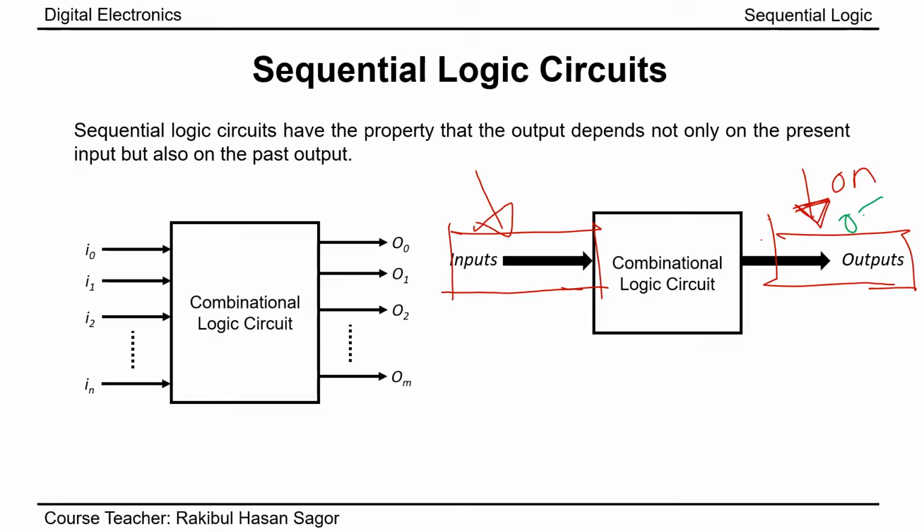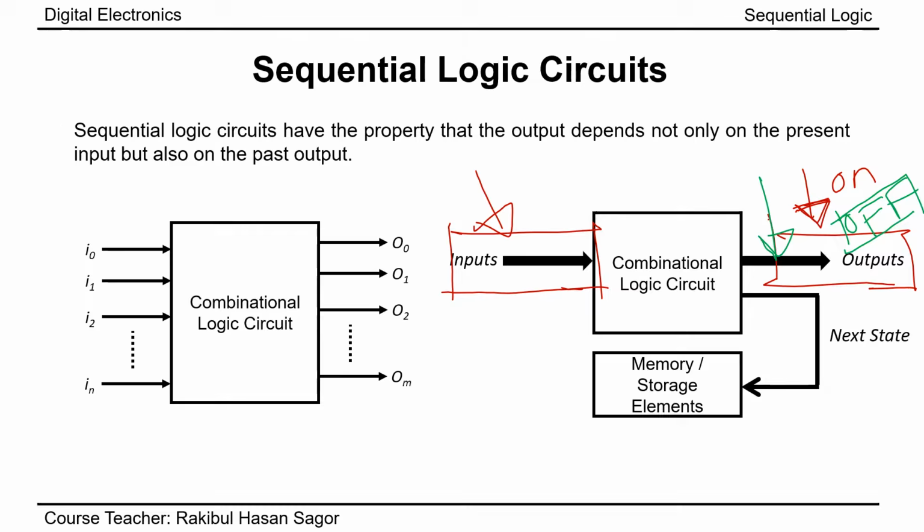But if the present condition of this light is off, pressing the same switch will make the light on. So to know the present condition of this circuit, we need to have a feedback from this output side, from this output panel. That's why a feedback is taken, and that feedback is kept in a memory unit. This is the memory or storage element. That feedback will be stored in this memory unit.